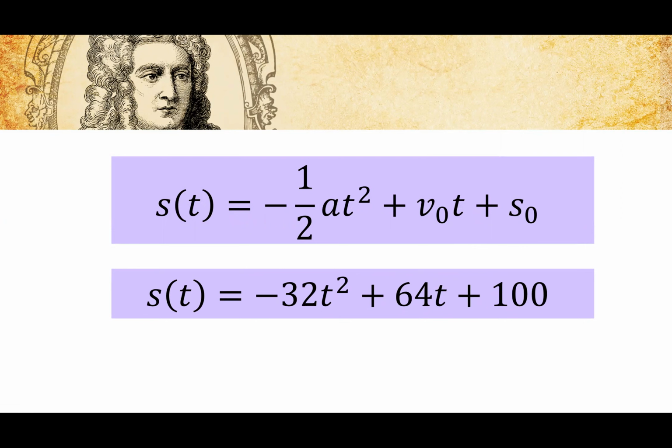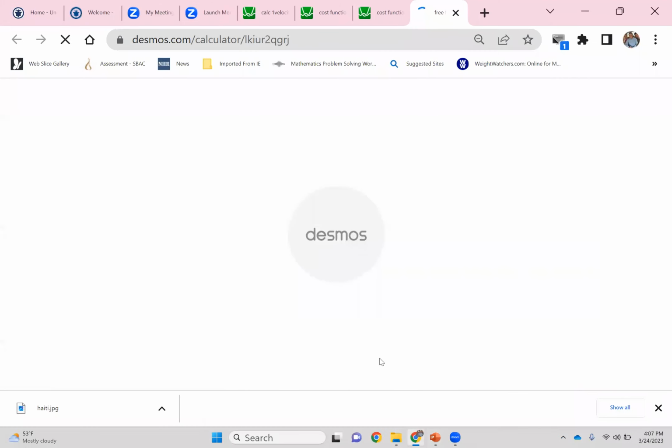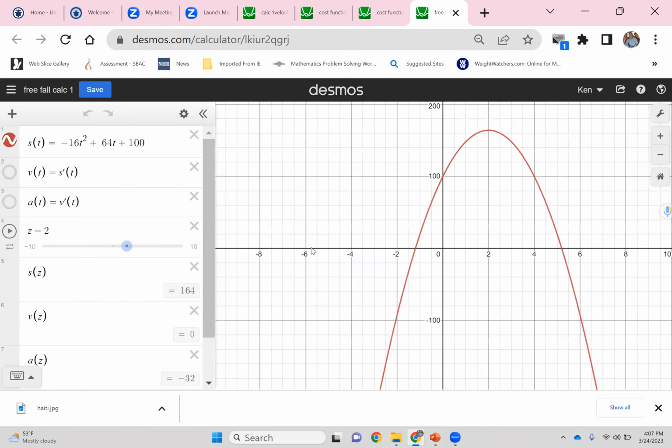Since acceleration is negative 32, we say that it's negative 32 t squared. For this particular function, since the initial velocity was 64, it's negative 32 t squared plus 64t, plus 100. And another little tool to help us.